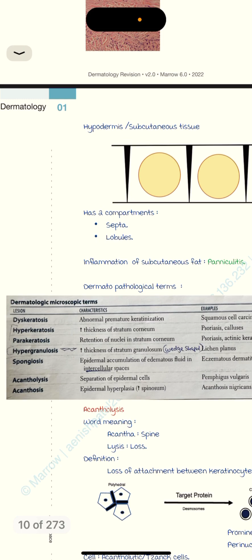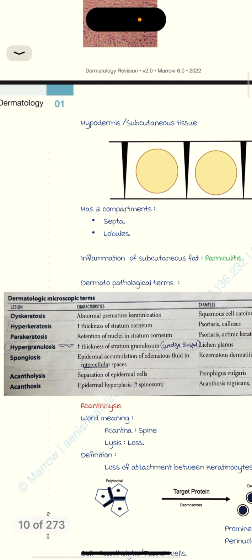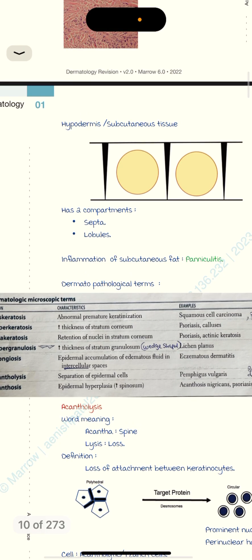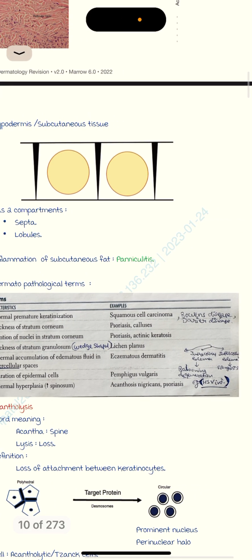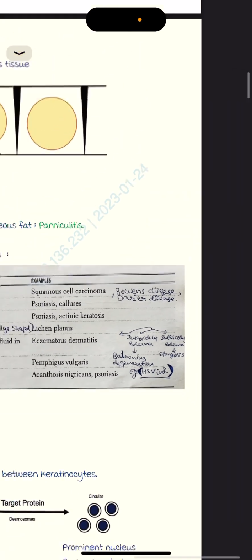Now, if thickness of the stratum granulosum is increased, then it is known as hypergranulosis, and it is wedge-shaped, and it is seen in lichen planus. Now, epidermal accumulation of edematous fluid in the intercellular spaces is known as spongiosis. It is seen in eczematous dermatitis. There are two types of edema, intracellular and intercellular. This intercellular is known as spongiosis, and if intracellular edema occurs, then it is known as ballooning degeneration, which is seen in herpes simplex virus infection.